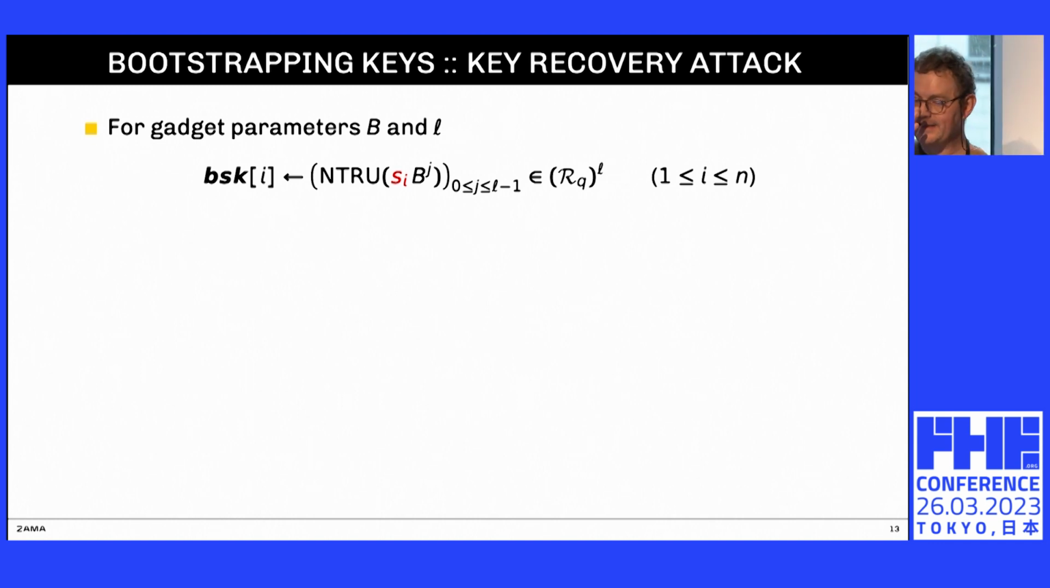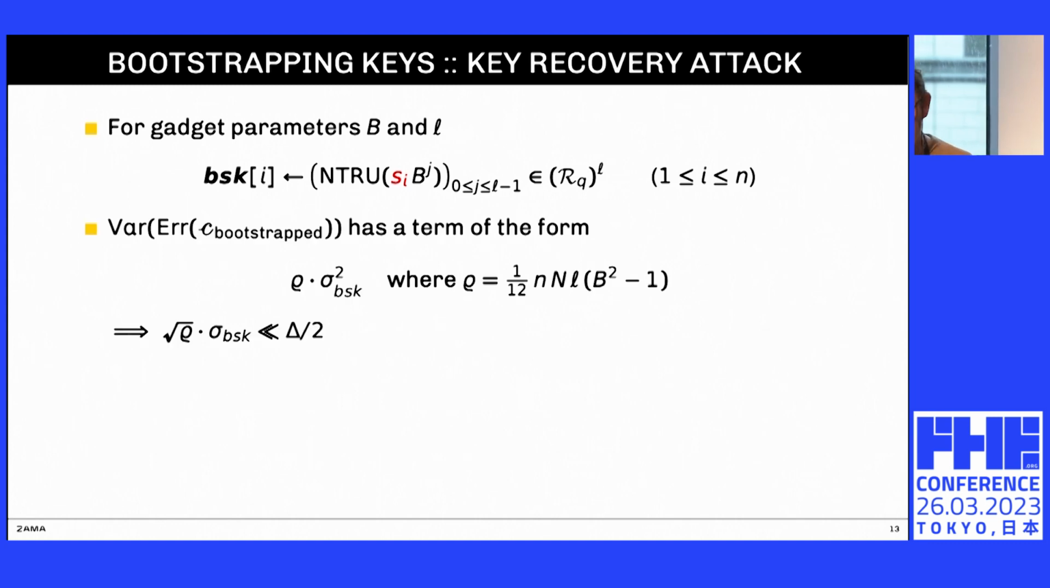So now let's apply that to the bootstrapping key that are used in NTRU. In that case, the bootstrapping keys are NTRU encryptions of the LWE key bits, s_i. So if you look, this is the error in a bootstrapped ciphertext. If you look at the variance of the error, there is a term like this. And this is the value of rho.